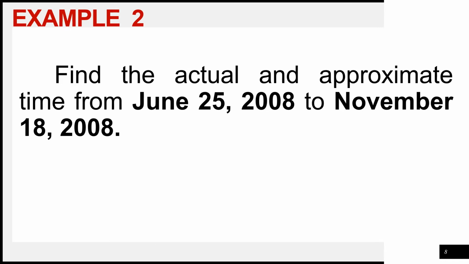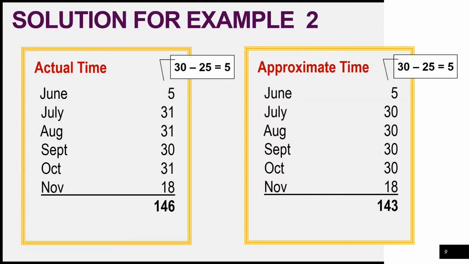Find the actual and approximate time from June 25, 2008 to November 18, 2008. Here's the solution. Solving for the actual time first, from June 25 to November 18 in the year 2008, we have the total number of actual days in June is 30 days, minus 25 since we have June 25 as our first date, then 30 minus 25 is equal to 5.